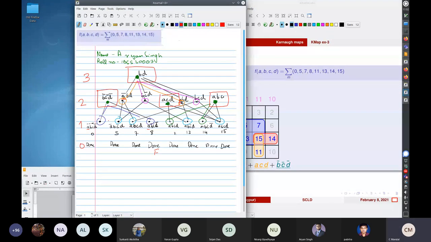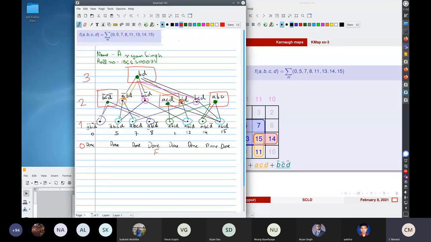So you are joining elements at level i to get elements at level i plus 1. You keep doing that until you can't go any more. Elements at a particular level which have not participated in a join operation to generate an element at a higher level, those are your prime implicants. So the first step is to generate all your prime implicants.